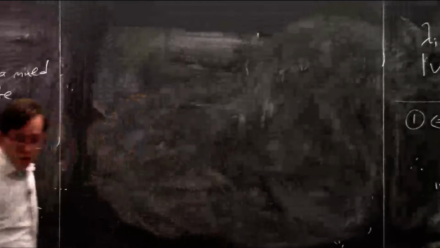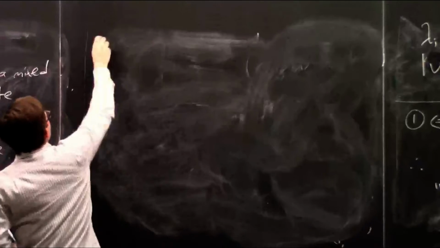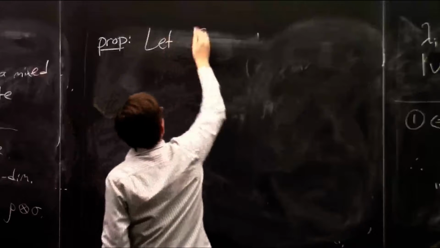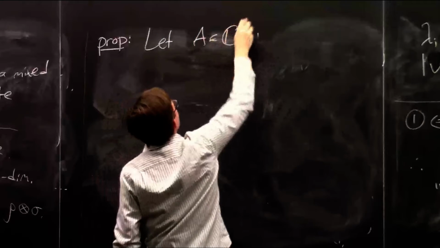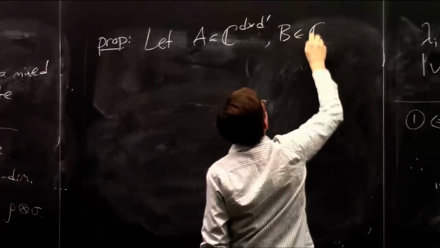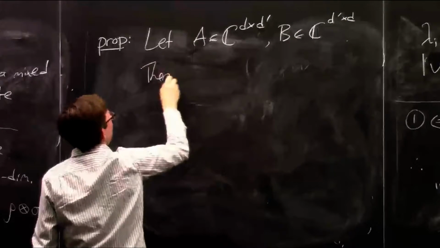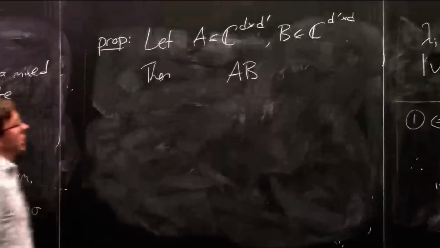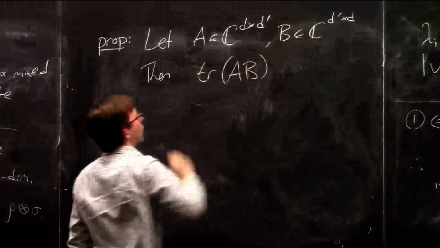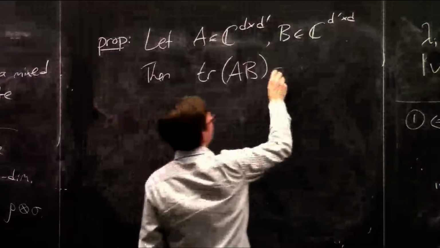It's actually concerning this quantity I just erased, the trace. So here's a little proposition. Let A be a matrix, and B be a matrix, and then we're going to look at A times B. I set up the dimensions so that that's legal. And then we're going to look at the trace of this. Trace is the sum of the diagonal entries. Well, it's equal to the trace the other way.